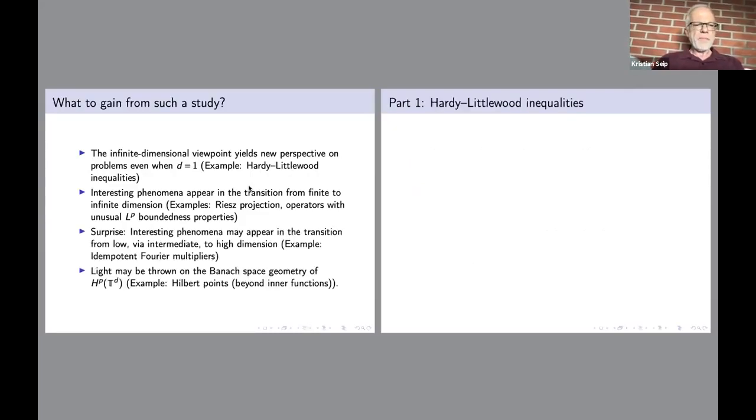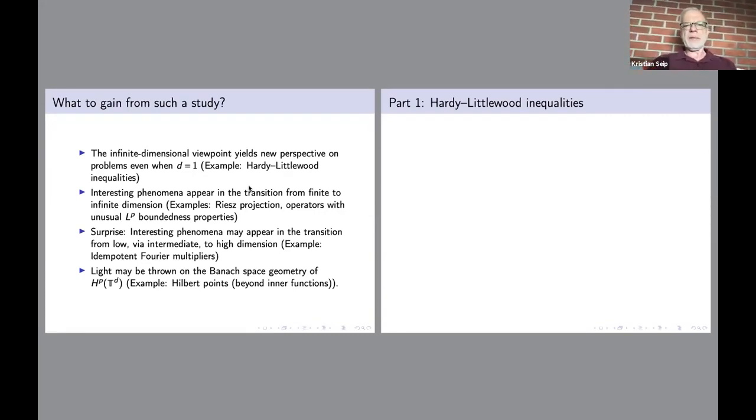And finally, we will see that we can even shed some light on the Banach space geometry of H^p(T^d), and we introduce the notion of Hilbert points, which is some kind of extension of inner functions. I realize that probably I'm trying to say too much. I hope that I can give you a glimpse, at least, of these things, and I will be very sketchy with technical details, and of course proofs I will not say basically anything about.